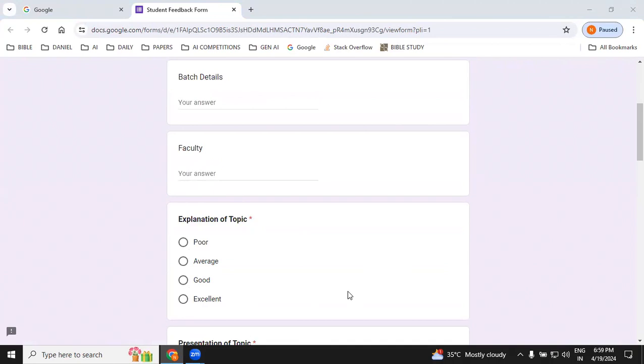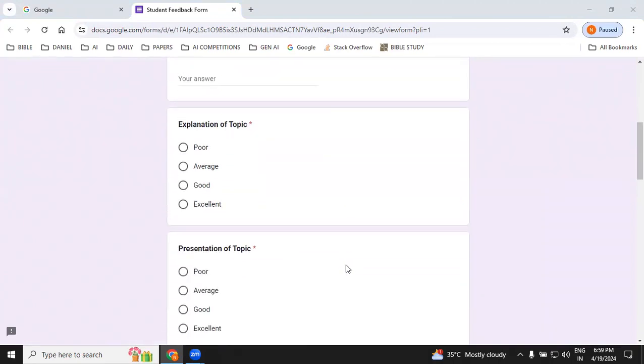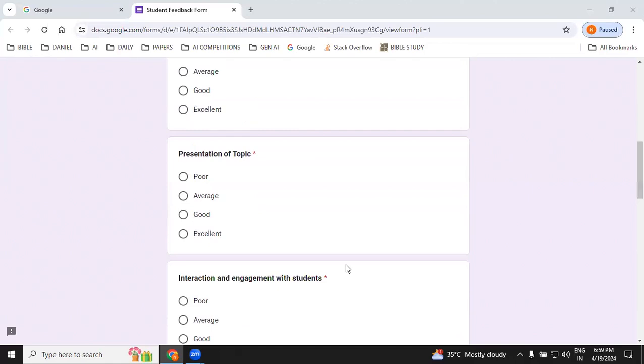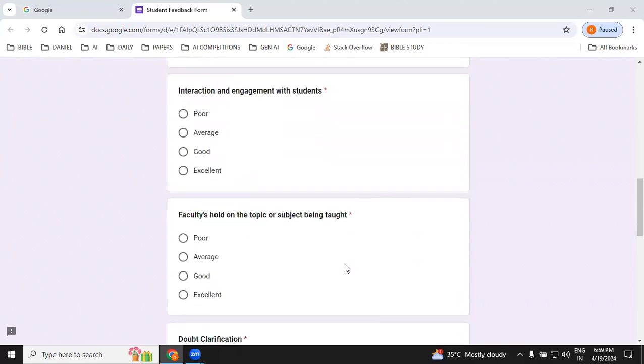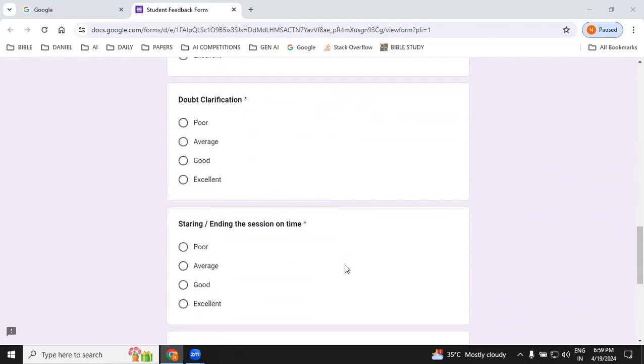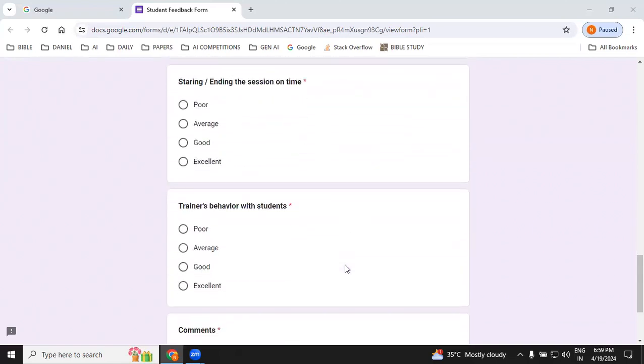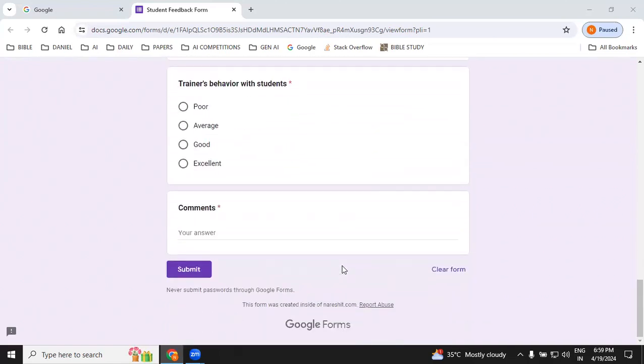Explanation, like how you rate him, whether it is poor, average, good, or excellent. Likewise, presentation of topic, interaction and engagement with students, faculty's hold on the topic or subject being taught, doubt clarification, starting and ending the session on time, trainer's behavior with students. And under that, the comments are most important.